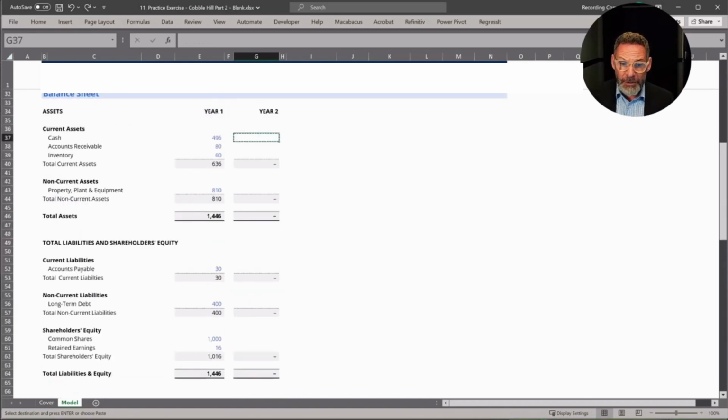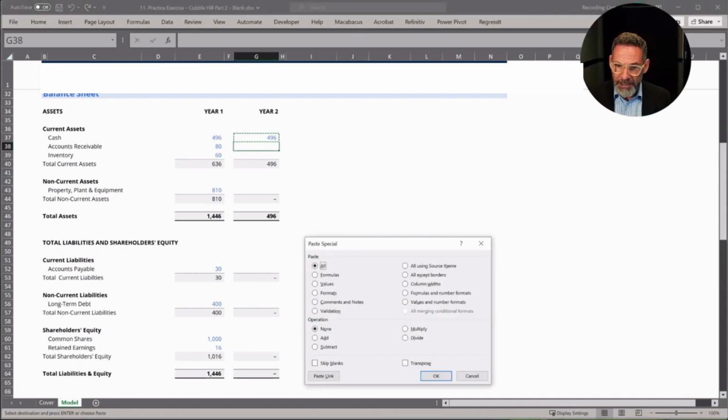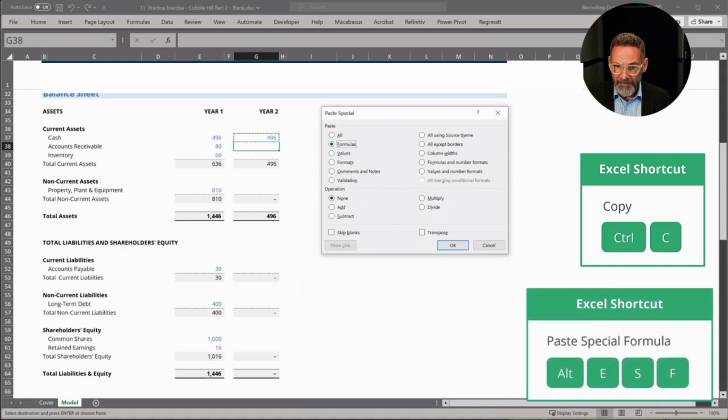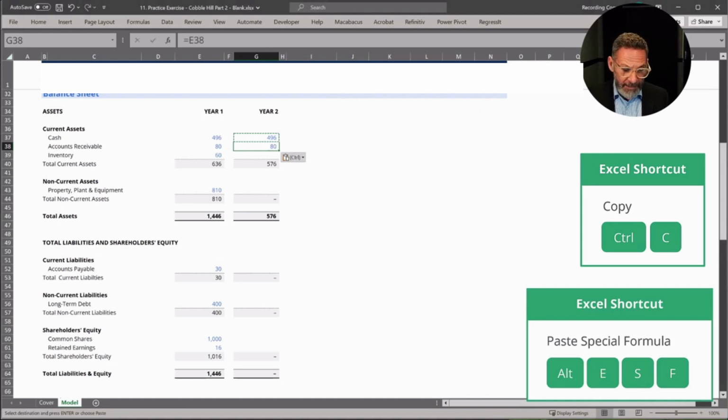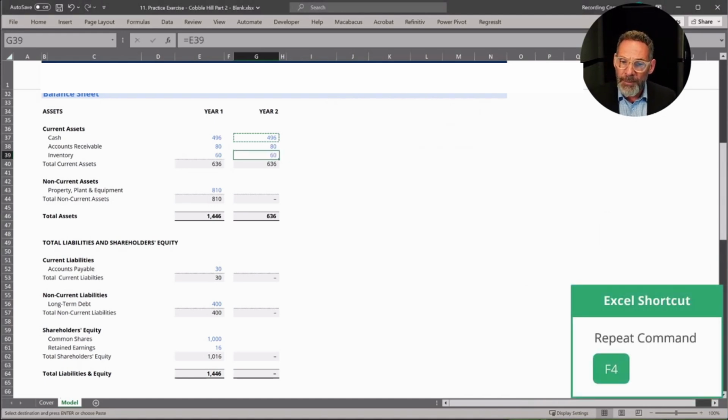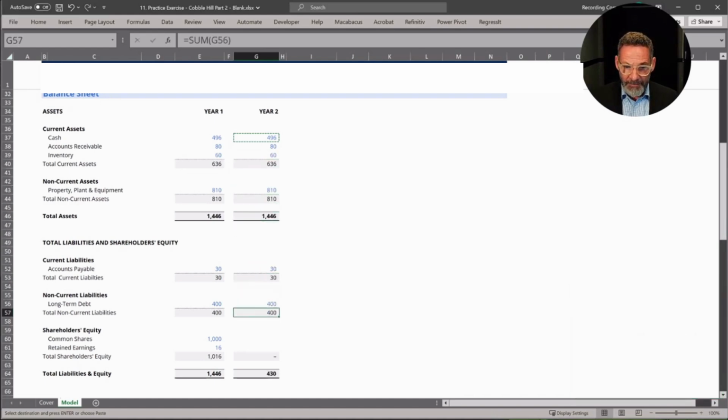And we can do that by just using equals and linking the two together. And I'm going to go Control C, and then I'm using Paste Special. With Paste Special, you can choose whether you want all, but I just want the formula. I don't want the formatting, for example. So I'm just going to hit OK. And then instead of doing Paste Special, I'm going to hit F4, which is just repeat command, as a quick way to get these all filled in. So now our closing balances from the previous year are our opening balances for this year.